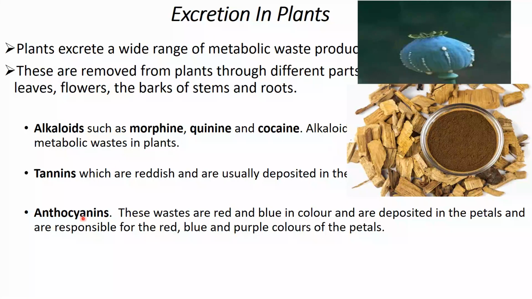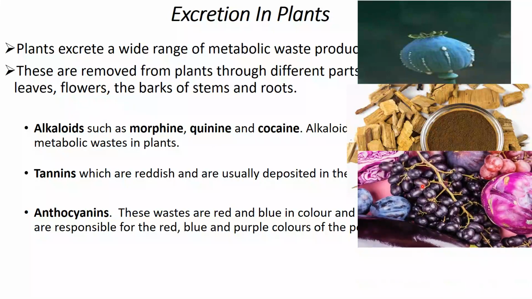The other ones are called anthocyanins. These wastes are red and blue in color and are deposited in the petals and are responsible for the red, blue, and purple colors of the petals. Of course, sometimes they can also be in fruits. Examples of anthocyanins are these here. As you can see, onions, this color is because of the anthocyanins, grapes, and the likes. So the waste products are called anthocyanins.